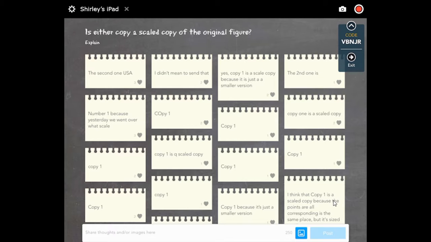So in order to be a scaled copy, we know that the original gets multiplied by a number. We're going to work today to figure out what that number is. And I know the angles have to be exactly the same. Perfect.